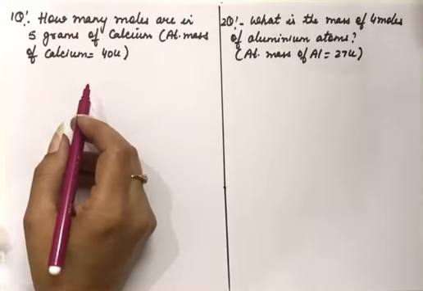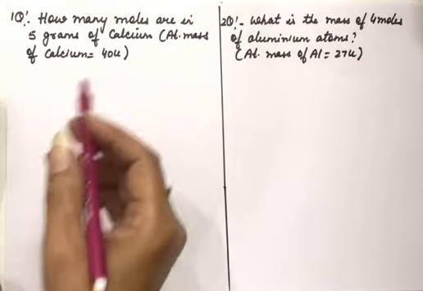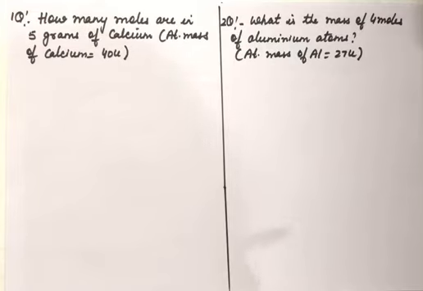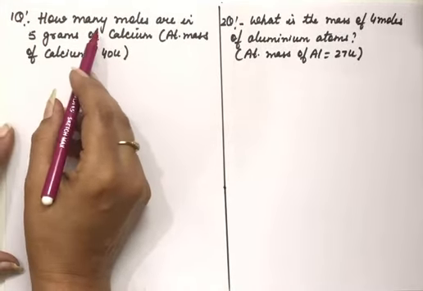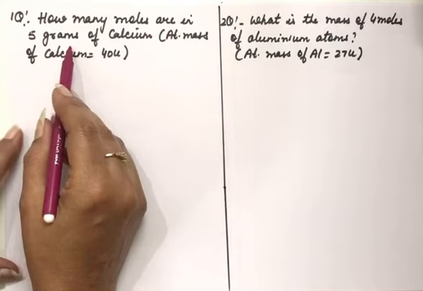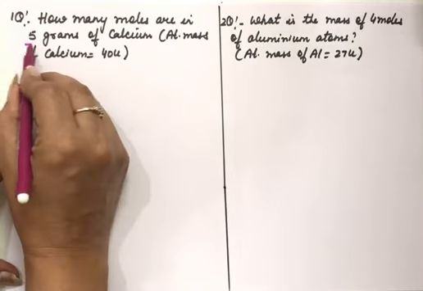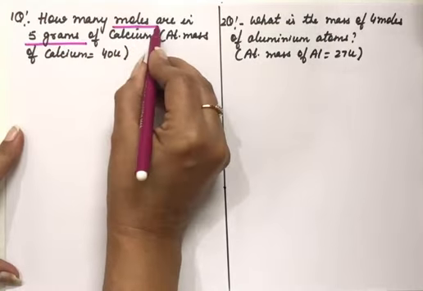Last time we started with the mole concept. So today we are doing some more questions of mole concept. First question is, how many moles are in 5 grams of calcium? See, mass is given and we have to find out the moles.